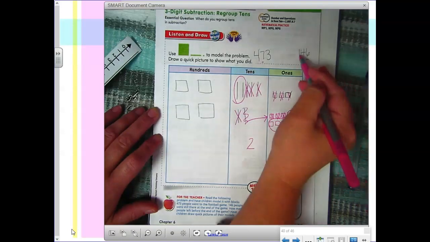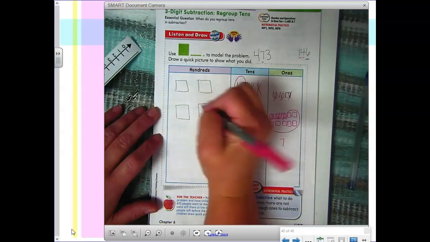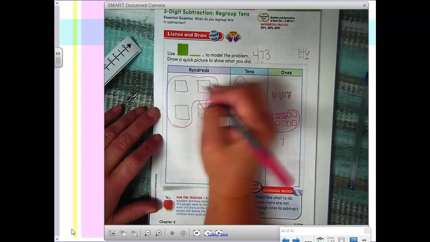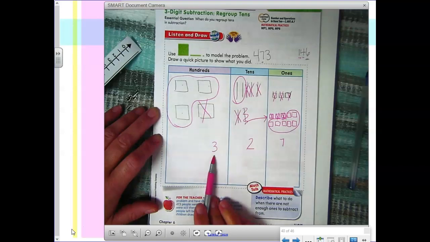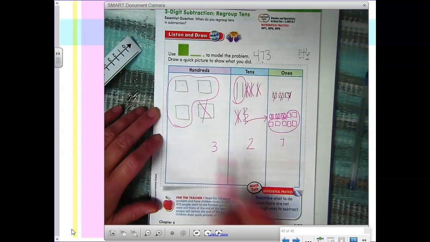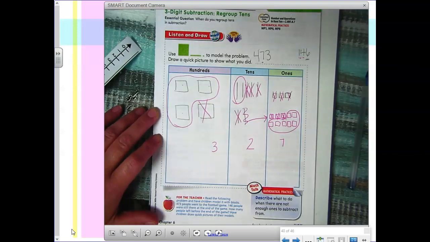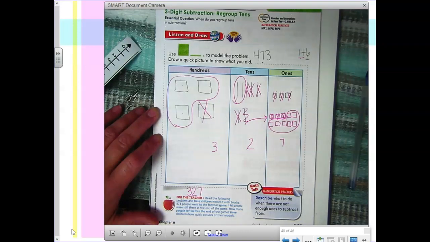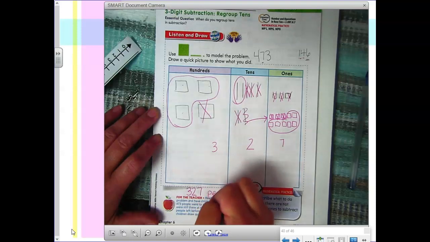And in the hundreds place, how many do I need to take away? 1. How many are left? 1, 2, 3. 300. 3 hundreds plus 2 tens plus 7 ones. What's my answer? 327 people. So how many people were still left? 327 people.